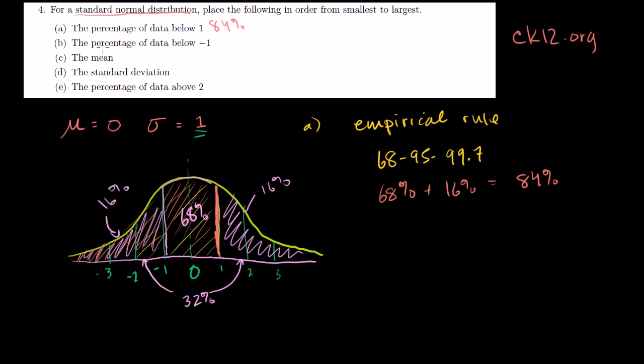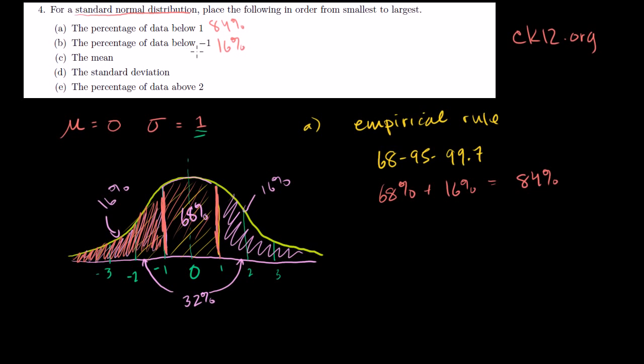Part B, the percentage of data below -1. So -1 is right there. They really just want us to figure out this area right here: the percentage of data below -1. Well, that's going to be 16%. We just figured that out.